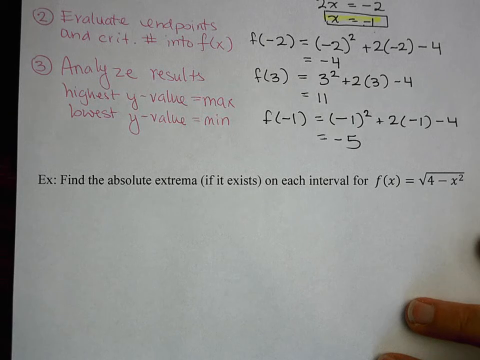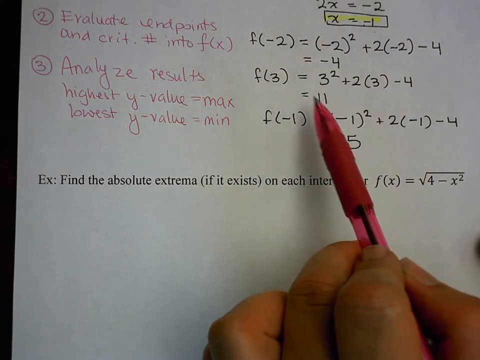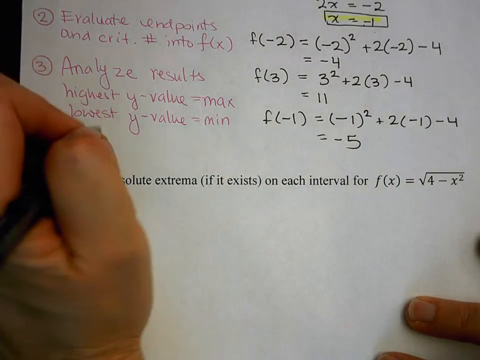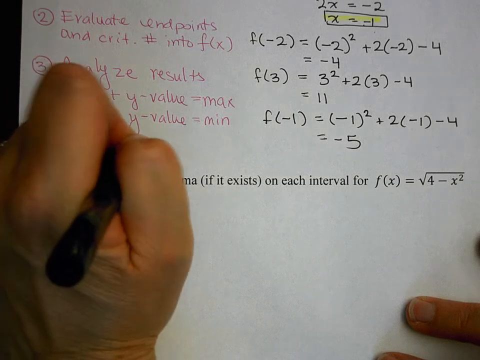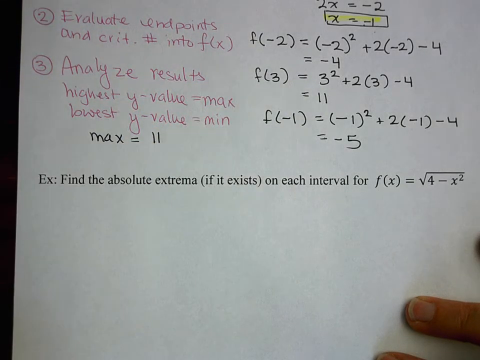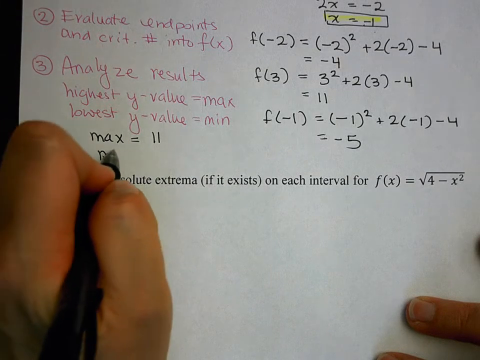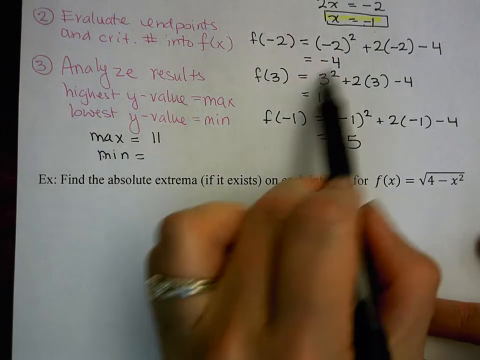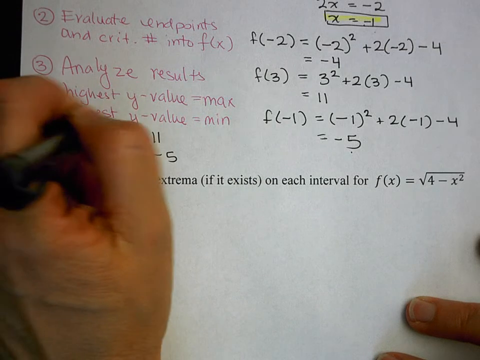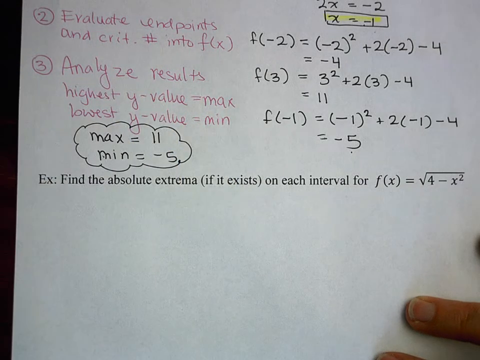So I have -4, +11, and -5. So my maximum would be 11, right, which is occurring at x equals 3. And then my minimum is my lowest, which would be -5, which is occurring at my critical number. So my extrema are 11 and -5.